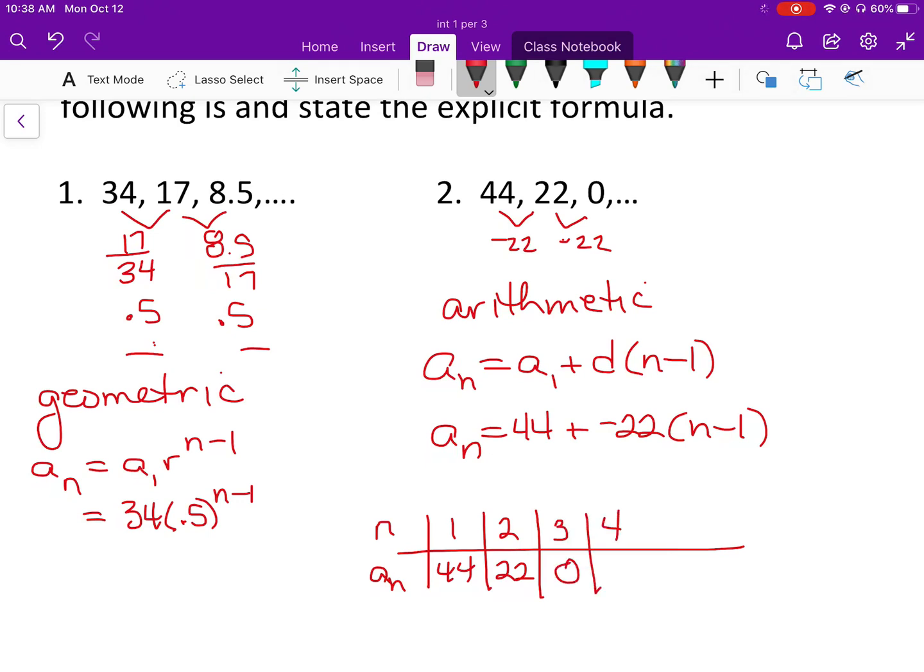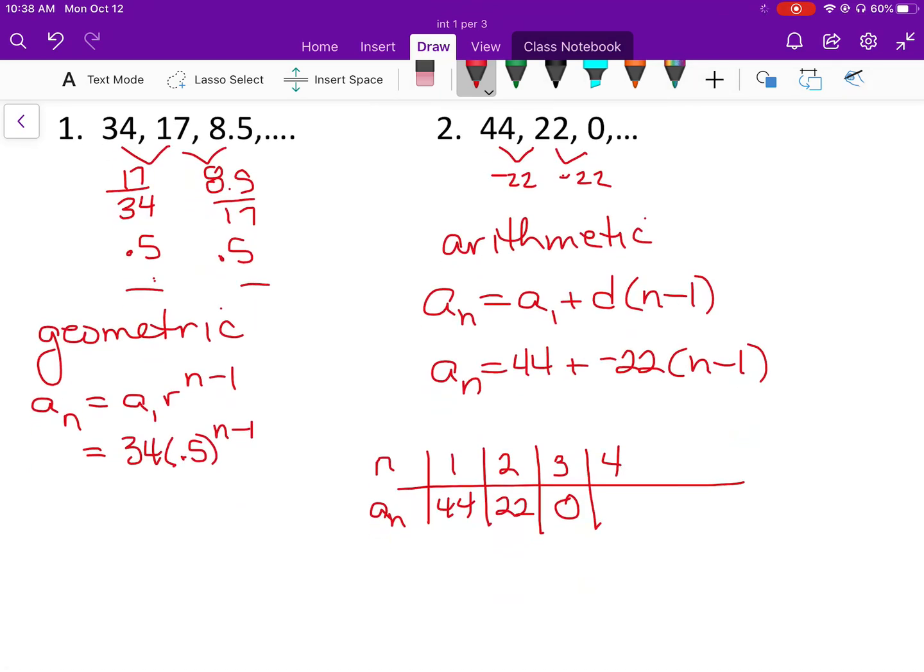What would be the fourth term? How would I get the next one? Nathan, got an idea? If I'm going 44, then 22, then 0, then next one? Yeah, 0 minus 22 is negative 22.